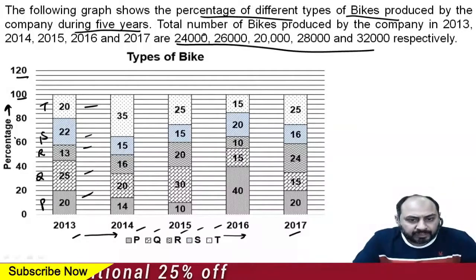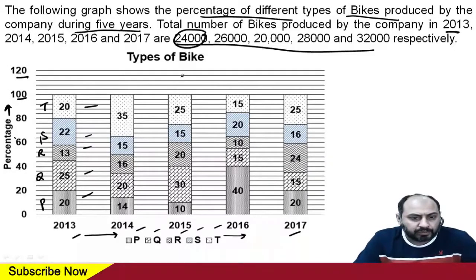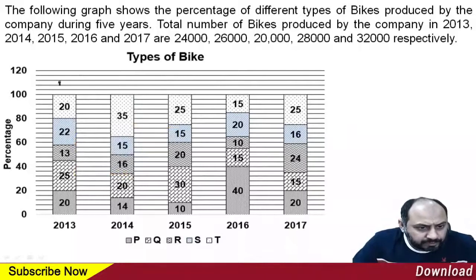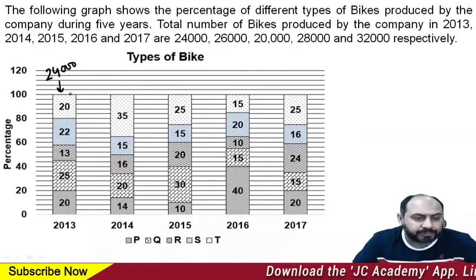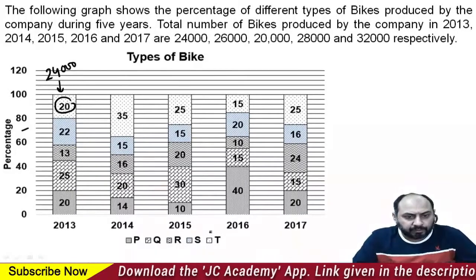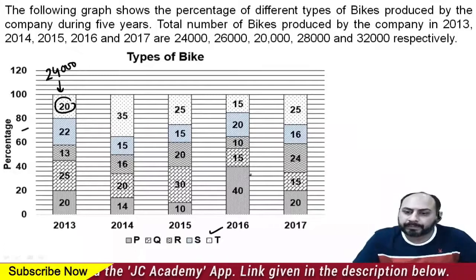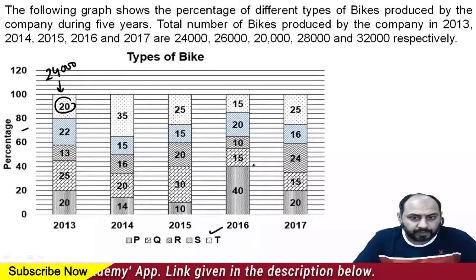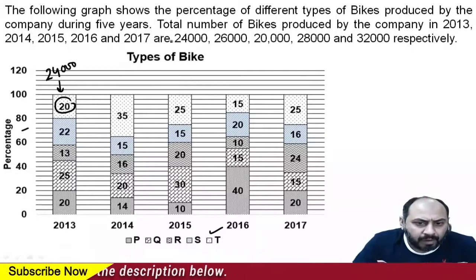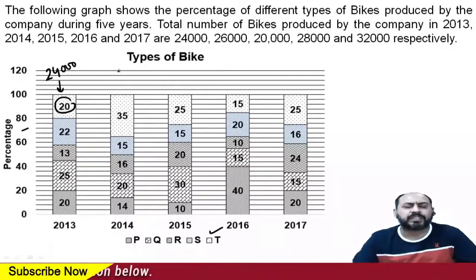And it is told that 24,000 bikes were produced in the year 2013. So what does that mean? Let us understand this further. If this entire stack represents say 24,000 bikes, of which 20% bikes were of type T, right? What is this? This is type. So let us say type T.